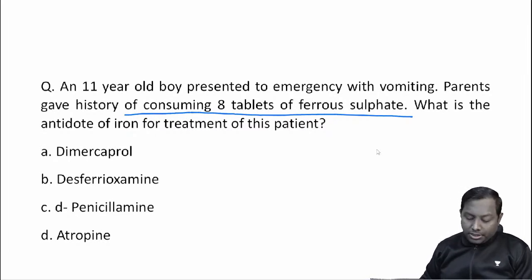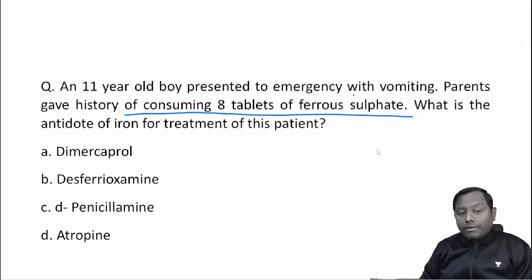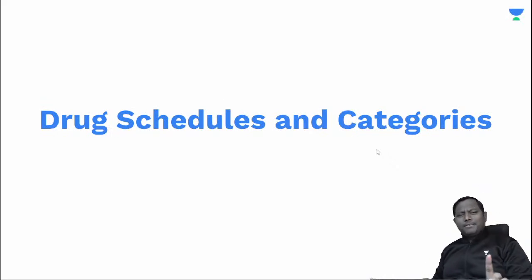Again, acute toxicity, or the patient vomiting, a GI symptom, will be very predominant here. So what will be the antidote here? Again, the answer for this one will be your desferrioxamine. Penicillamine will be used mainly in copper poisoning. Okay. So one question, antidote.